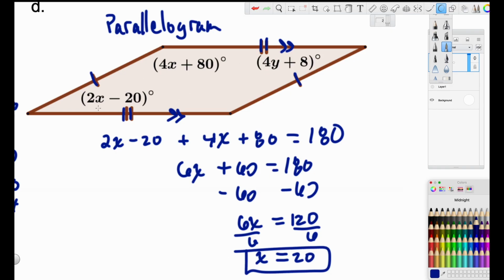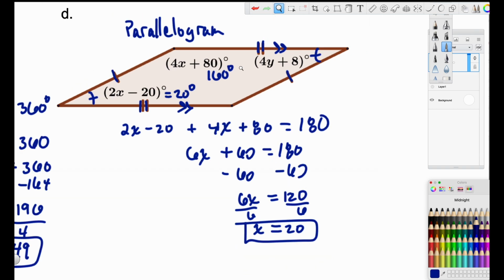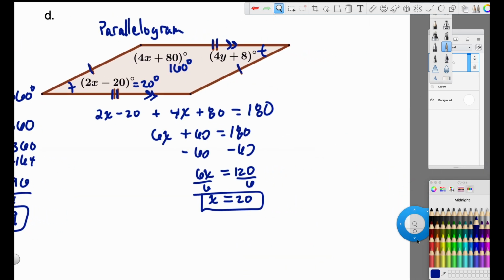Now, if x is 20 here, 2 times 20 is 40, minus 20 is 20. So this is 20 degrees, which, let's check this one. 4 times 20 is 80, plus 80 is 160. So this would be 160. So that makes sense. Those two angles are both supplementary. And the opposite angles are congruent. And that's how we're going to get this last solution here.